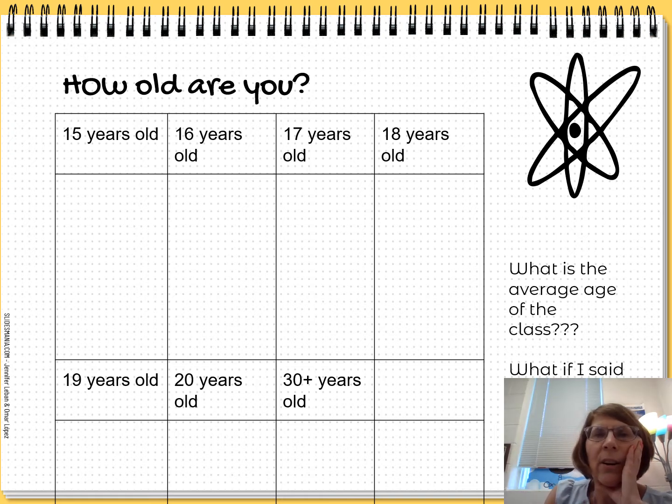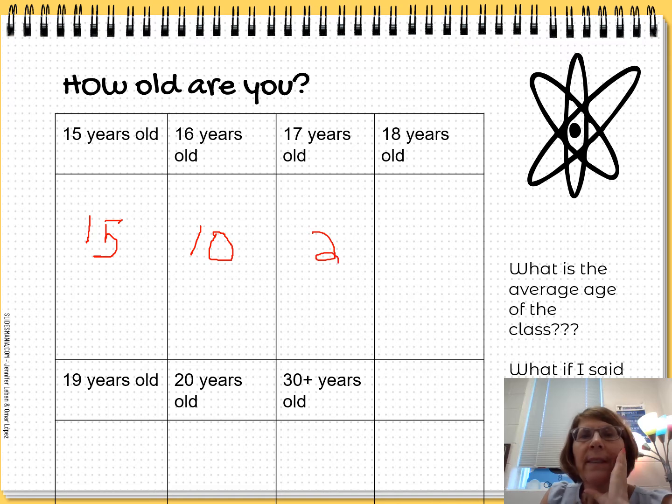So let's consider, let's say we're talking about 15-year-olds. Let's just say there's like 15 of you that are 15, maybe 10 that are 16, and maybe 2 that are 17. So when we're considering average atomic mass, what we're going to do is consider the percentages. So you end up adding them together. So this is 27.